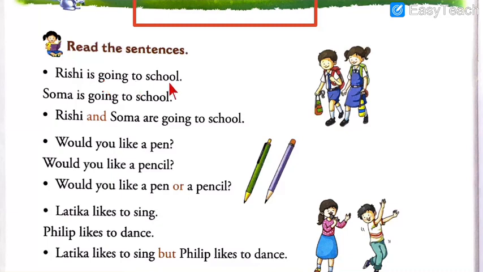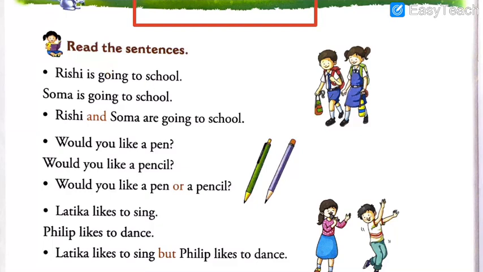Rishi is going to school, full stop. Soma is going to school, full stop. Two sentences are there, they have the same ideas. Both are going to school. Both brother and sister are going to school. Instead of writing different sentences for the brother and the sister, can we not write both the names in the same sentence? Yes, we can, because both of the sentences share the same idea.